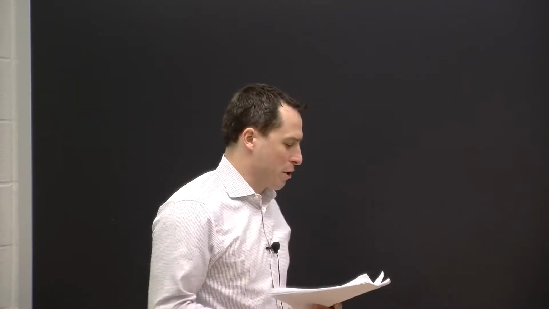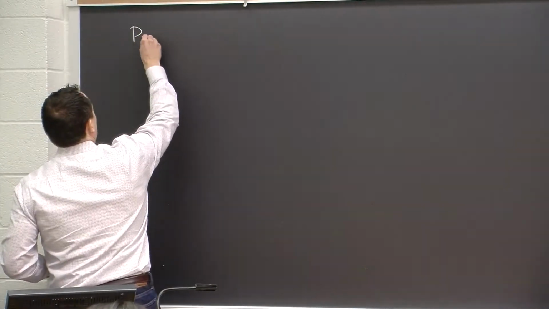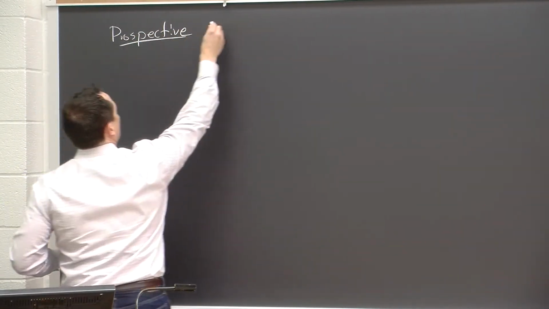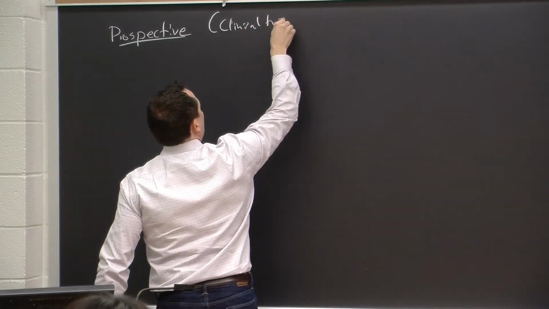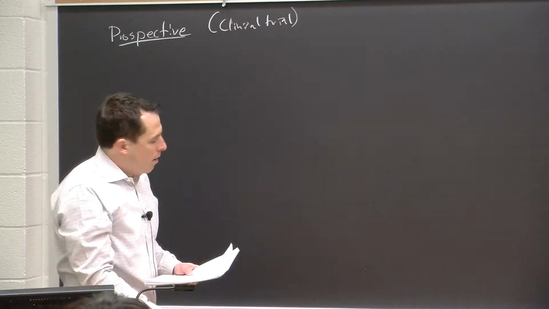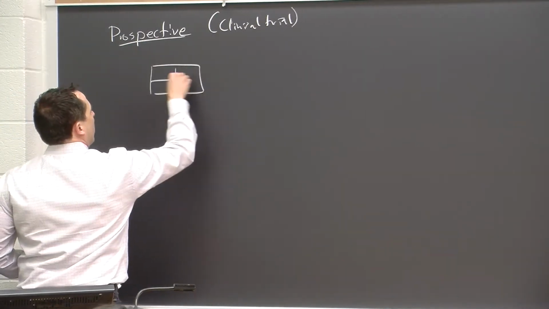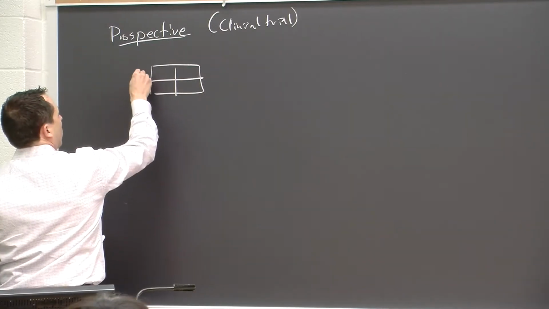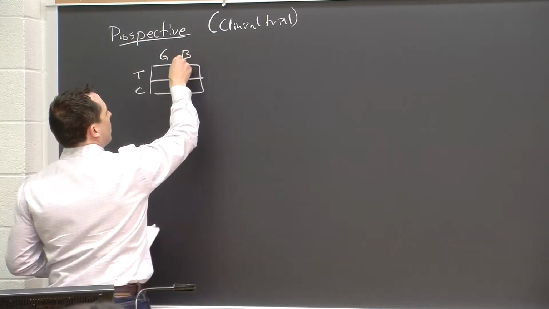About prospective and retrospective studies. So a prospective study, like a clinical trial, we're thinking about a 2x2 table, and we have some kind of treatment and control, and we have an outcome, maybe good and bad.